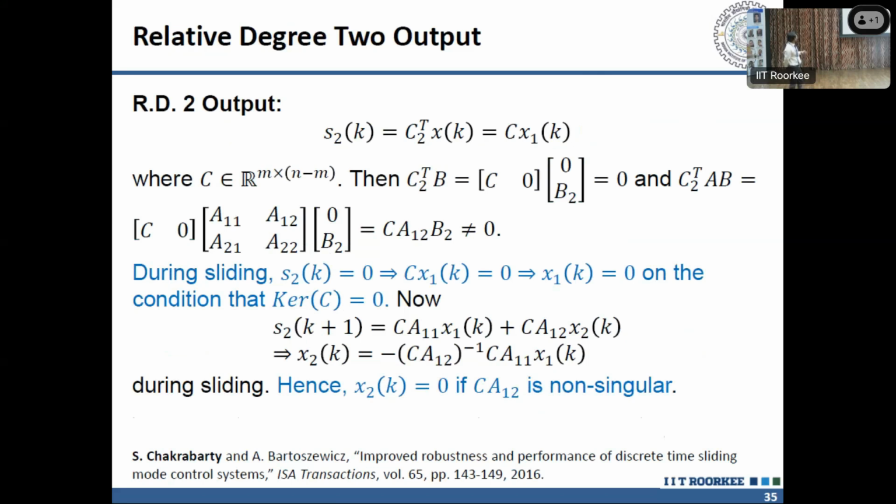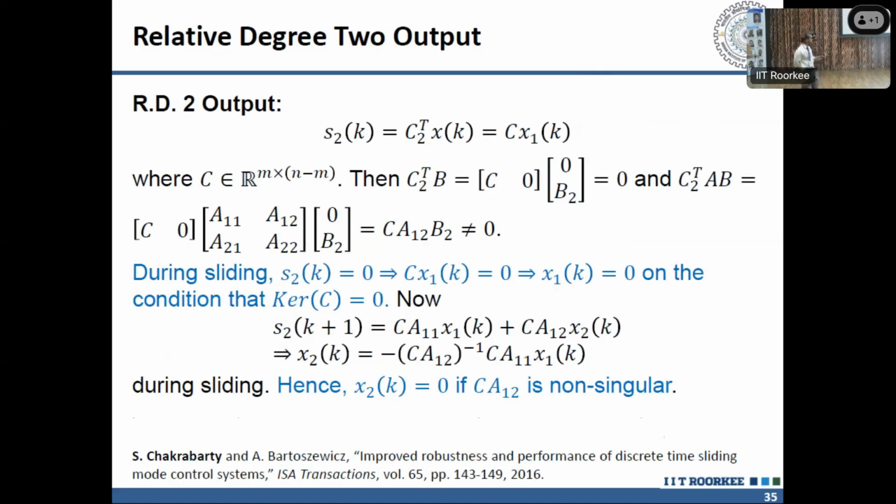Got it. Now you see what is S2k plus 1. When you see this, it is C x1k plus 1, and we write that C a11 x1k plus C a12 x2k. And since we are sliding already, this is also 0. That means x2k is minus C a12 inverse C a11 x1k. If I am able to choose my C, already you see that C a12 is non-zero, so this inverse exists, and this means that x1k being 0 makes x2k also 0. So S2k becoming 0 guaranteed x1k becoming 0, and that guarantees x2k also.